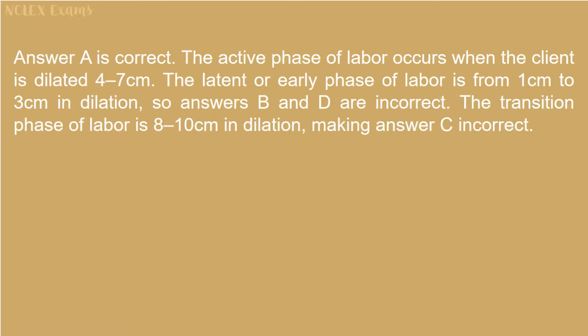Answer A is correct. The active phase of labour occurs when the client is dilated 4 to 7 centimeters. The latent or early phase of labour is from 1 centimeter to 3 centimeters in dilation, so answers B and D are incorrect. The transition phase of labour is 8 to 10 centimeters in dilation, making answer C incorrect.